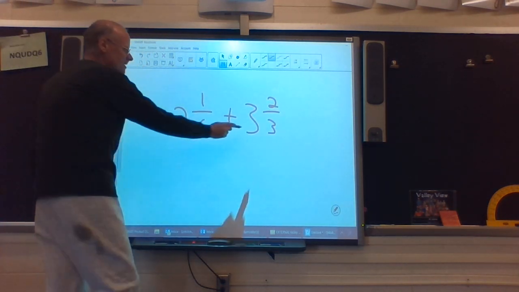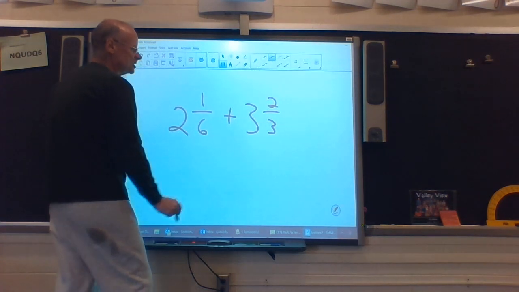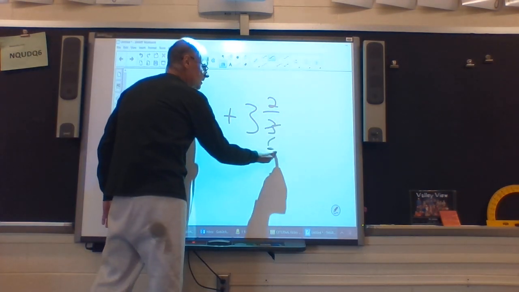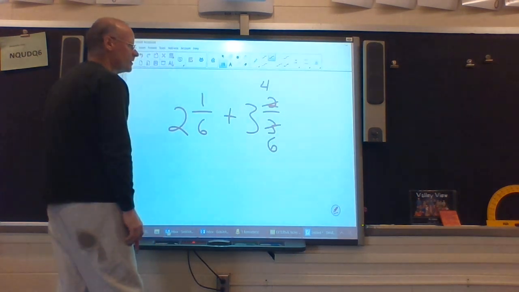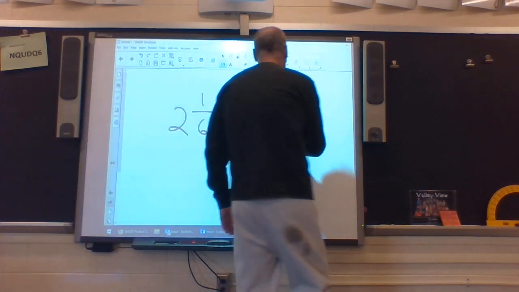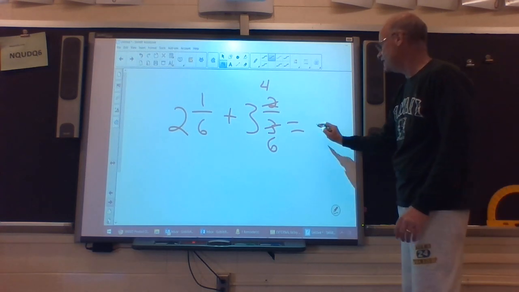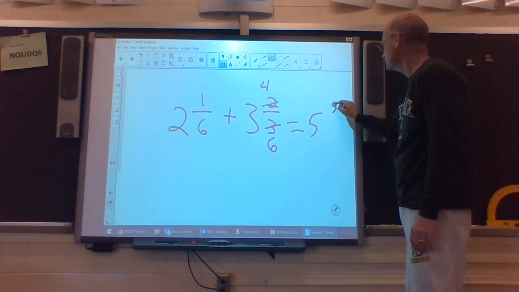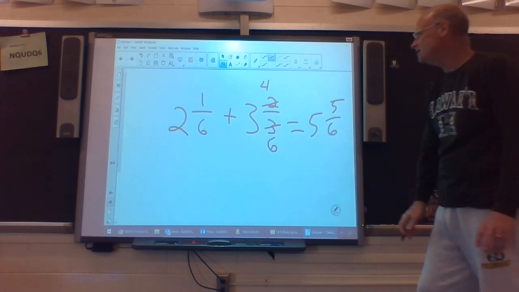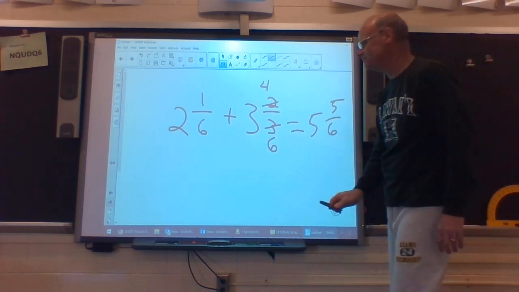And I know that my smaller one goes into my larger one, so I'm going to multiply this by 2 to make it a 6. Whatever I do the bottom, I have to do the top. That's going to become a 4. Now, when I go straight across, I add 2 plus 3 is 5. 1 6 plus 4 6 is 5 6. So my answer would be 5 and 5 sixths.